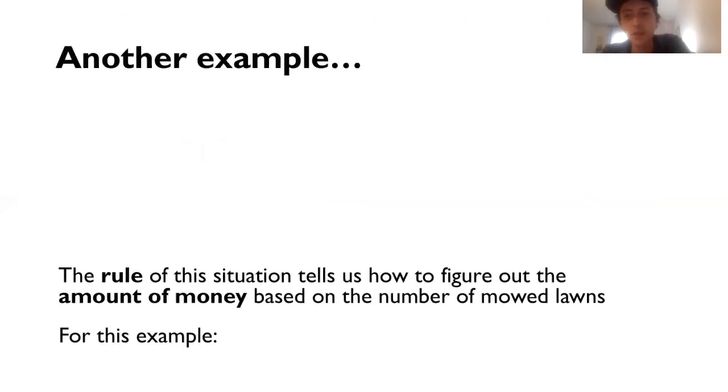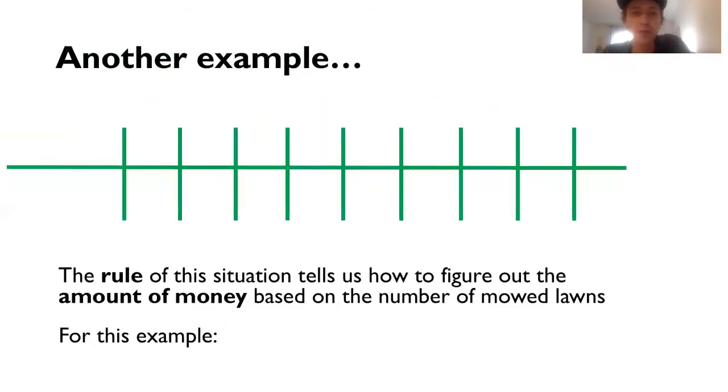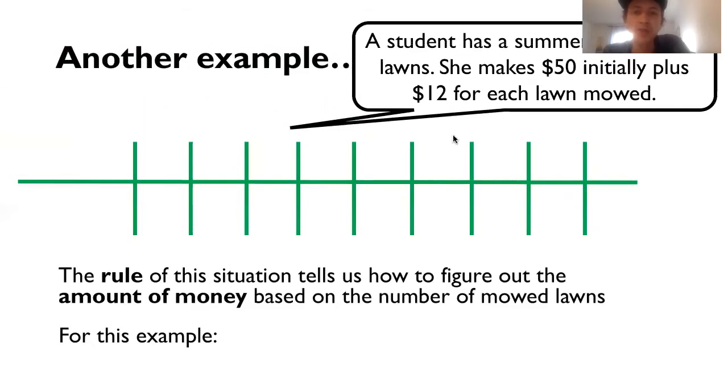So sometimes you're going to get this in word problems. Here's an example of one of these word problems. It says a student has a summer job mowing lawns. She makes $50 initially plus $12 for every lawn she mows. I know my head is probably in the way of this question. I apologize for that. But $50 initially, and then for every lawn she mows, she'll get an additional $12.